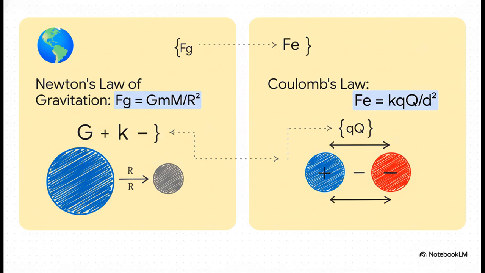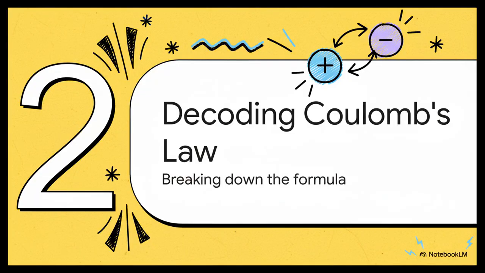Newton's law on the left is all about the mass of two objects. Coulomb's law on the right, it's all about the charge of two objects. But the structure, especially how they both depend on the distance squared, it's the same blueprint. And that makes this whole thing way less intimidating to figure out. So, let's pop the hood on this new formula. We're going to take it apart, piece by piece, and really understand what each little symbol is telling us about how this incredible force actually works in the real world.